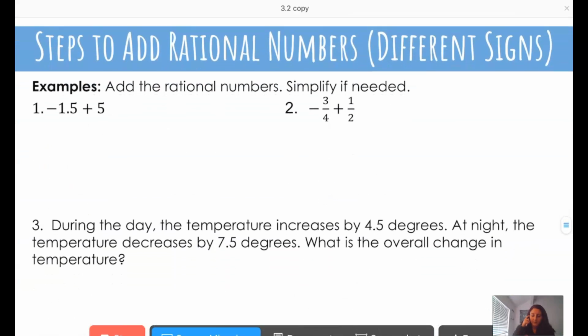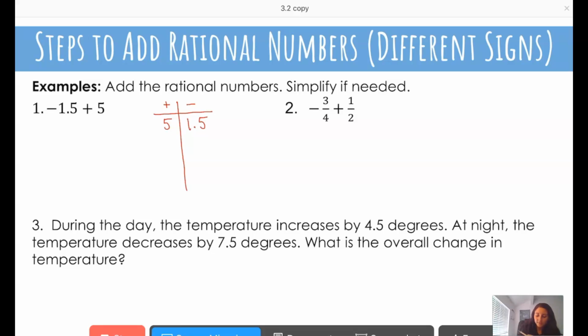So let's take a look at some examples. Number 1, we have negative 1.5 plus 5. So this time we have a negative and a positive, so our signs are different. If you like to use the team strategy, we have the positive team and the negative team. The positive team has 5 and the negative team has 1.5. So who's winning? The positives, and by how much?